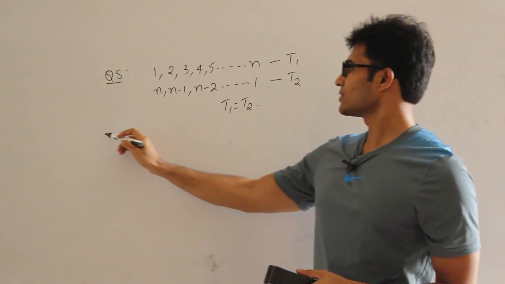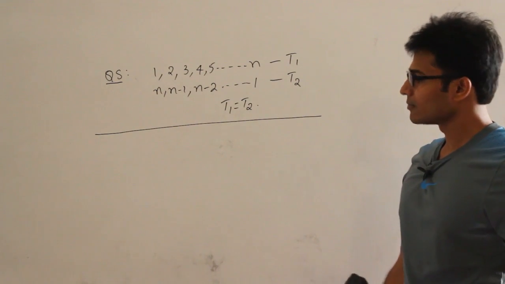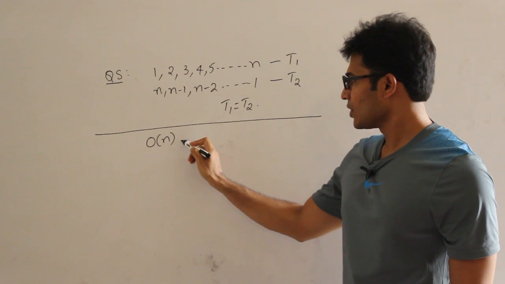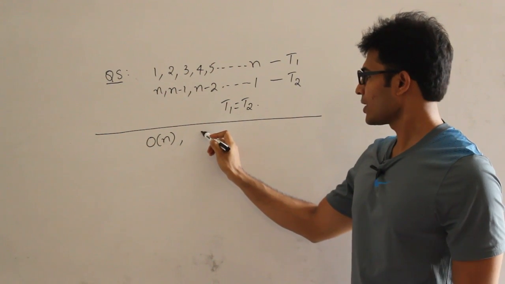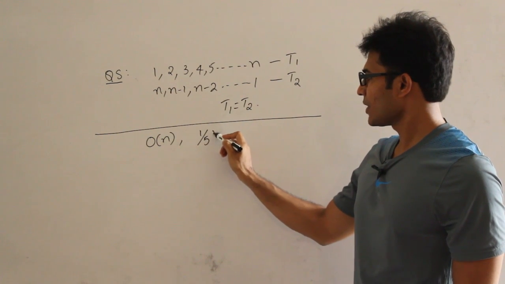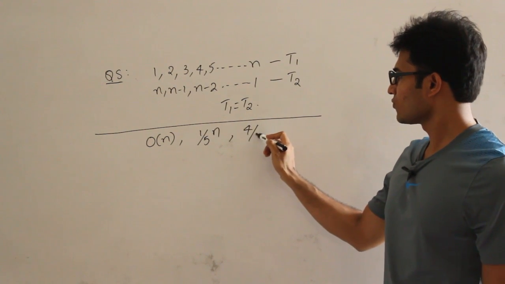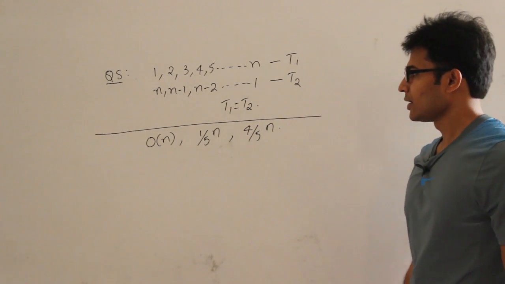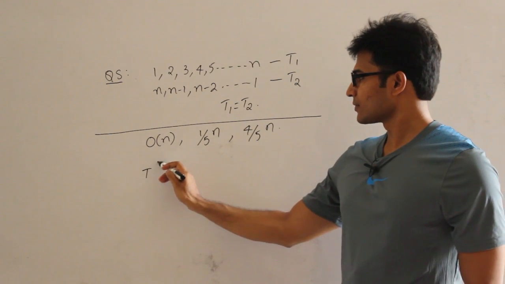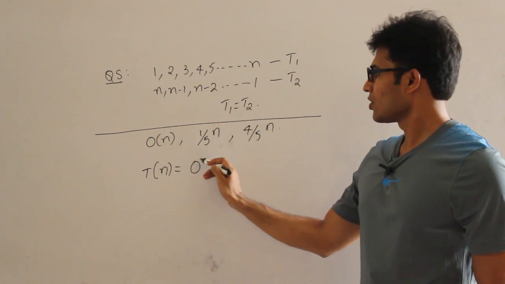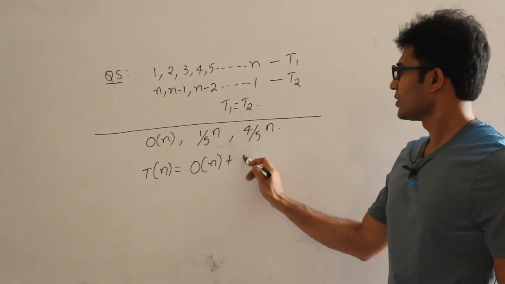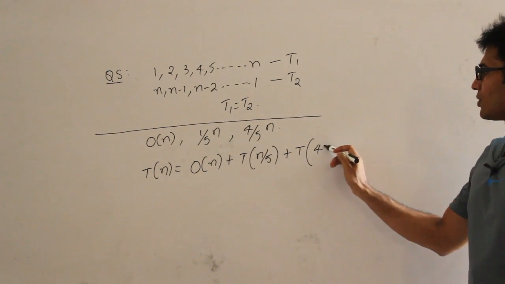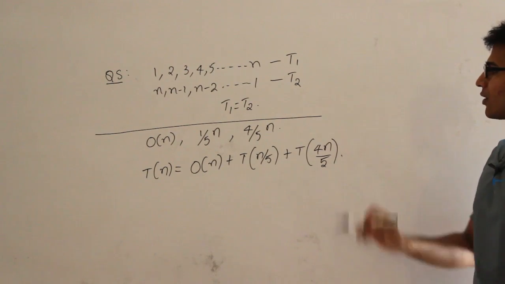And in another problem they are saying that using a partitioning algorithm which takes order of n time, we are splitting the problem into two parts. One part contains 1/5 of the elements and the other part contains 4/5 of the elements, right? Then what do you say about the time complexity? How can you write it? T of n is equal to order of n plus T of n by 5 plus T of 4n by 5.